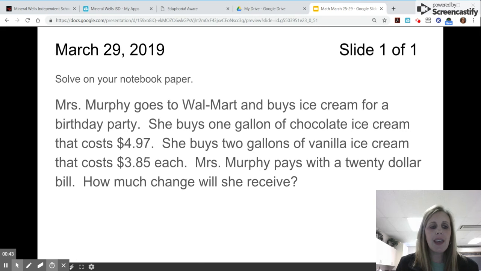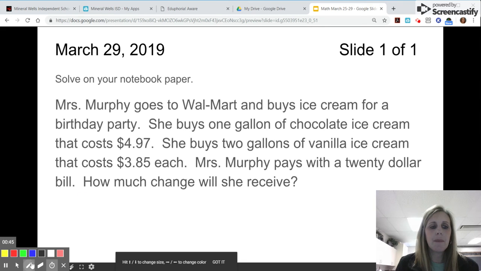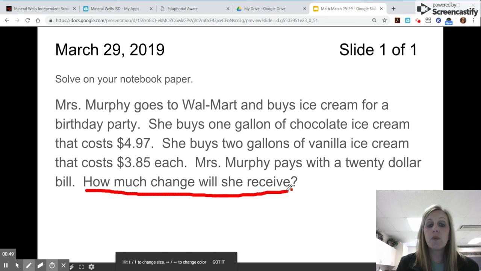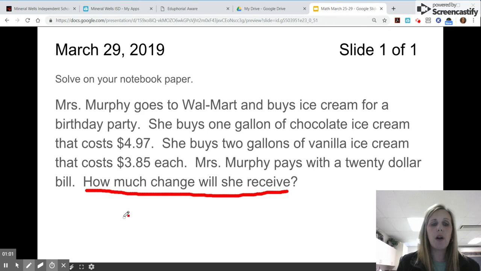Well, the question that it's asking me says, how much change will she receive? I think there's a hidden question in here. I don't even know how much money she spends, first of all. So that must be my first step. This is a multi-step problem. So we're going to add the price of her chocolate ice cream and then the vanilla ice cream.